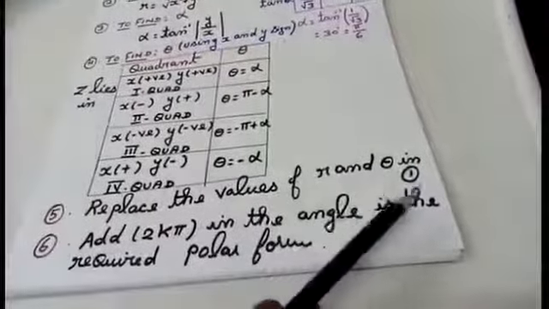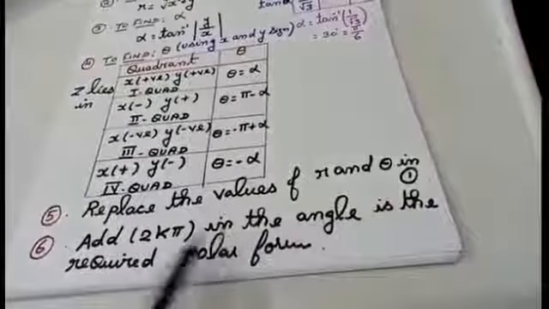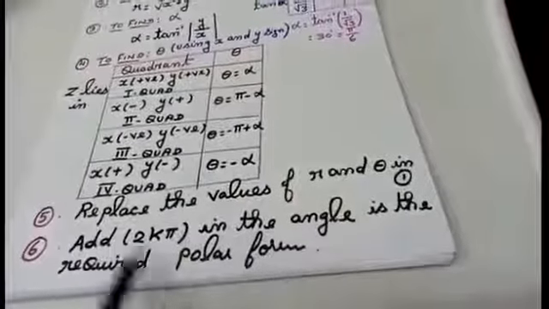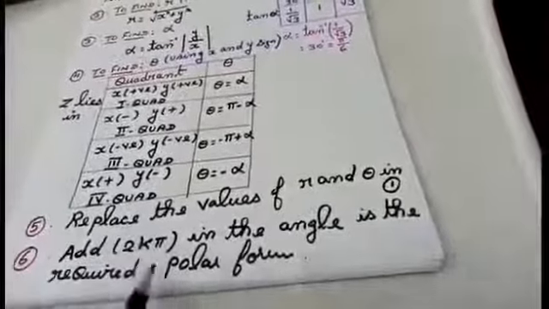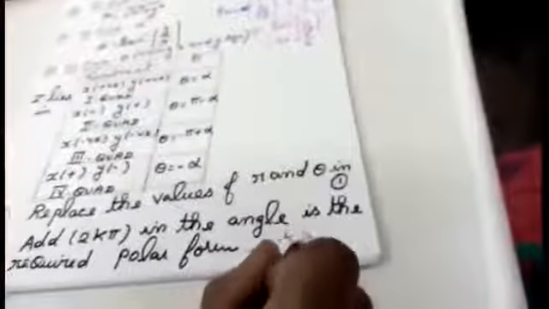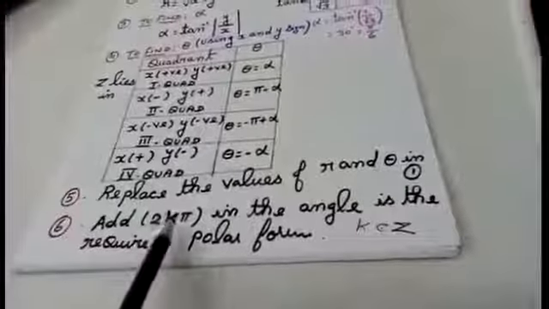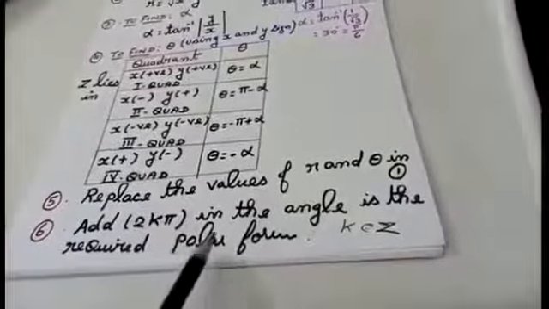Fifth step, I am just replacing the values of r and theta in equation 1. After replacing, the last step is to add 2kπ in the angle, where k belongs to Z. After adding 2kπ in the angle, I will get the required polar form.